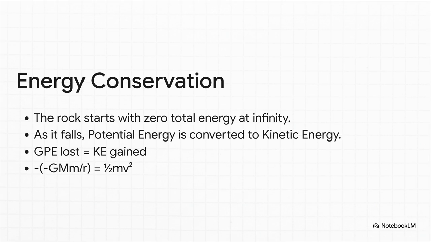To figure this out, we use one of the most powerful rules in all of physics, the conservation of energy. The rock starts with zero total energy. As it falls into the planet's gravitational well, its potential energy drops, becoming a big negative number. But energy can't just disappear. To keep the total at zero, that lost potential energy has to turn into something else. And it does. It turns into the energy of motion, kinetic energy. So the kinetic energy gained has to perfectly equal the potential energy lost.